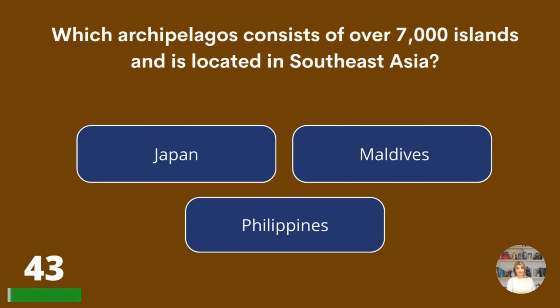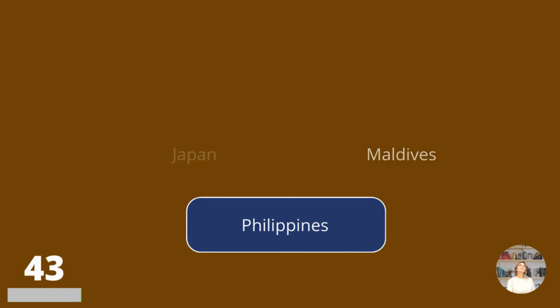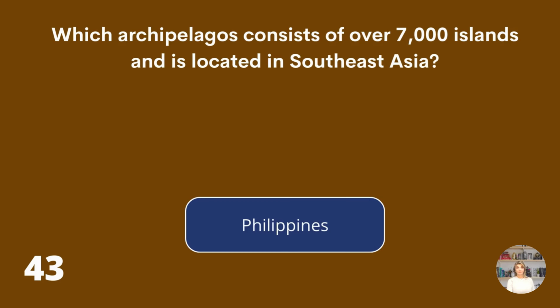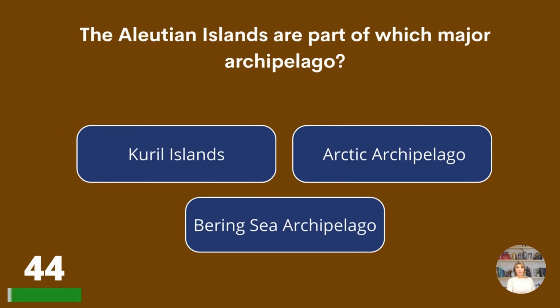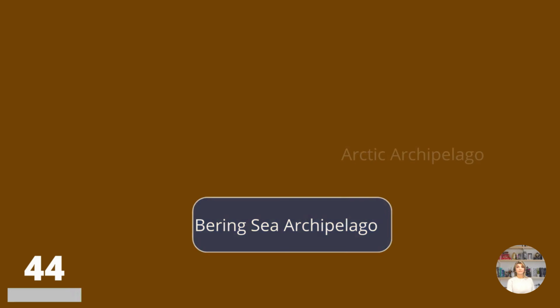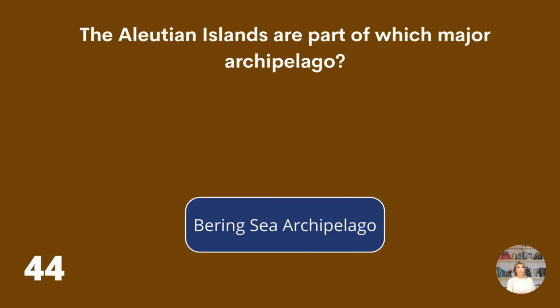Which archipelagos consists of over 7,000 islands and is located in Southeast Asia? Japan, Maldives, or the Philippines? The Philippines. The Aleutian Islands are part of which major archipelago? Kuril Islands, Arctic Archipelago, or Bering Sea Archipelago? Bering Sea Archipelago.